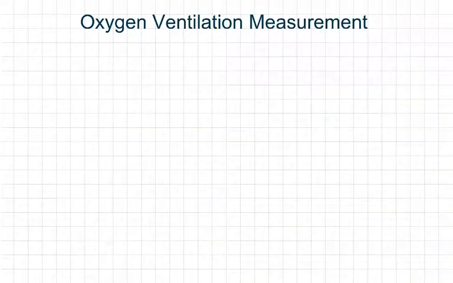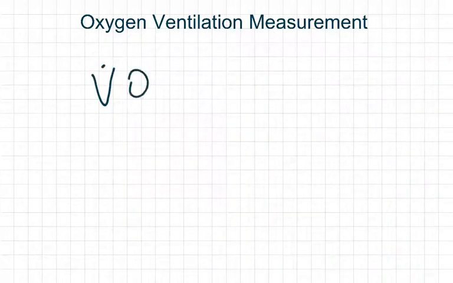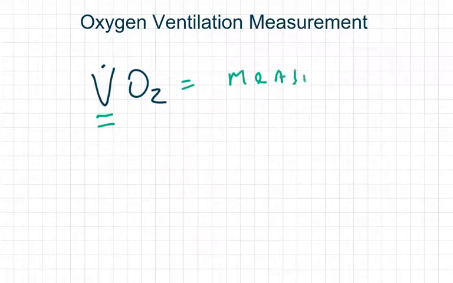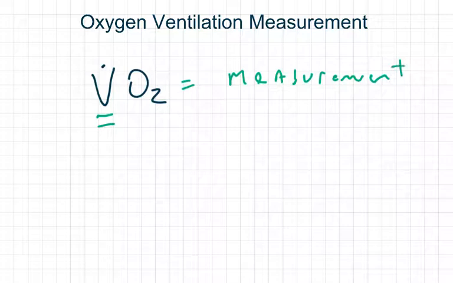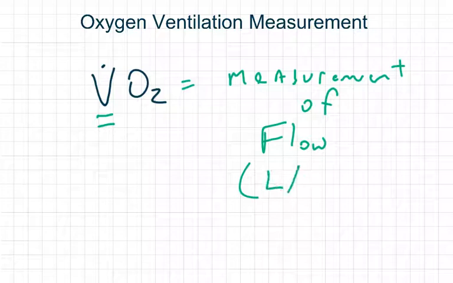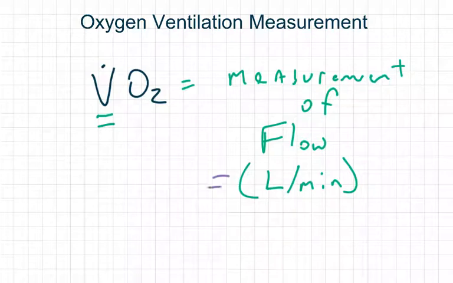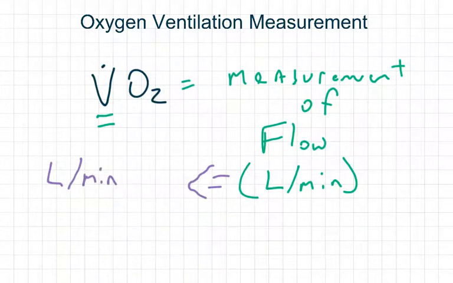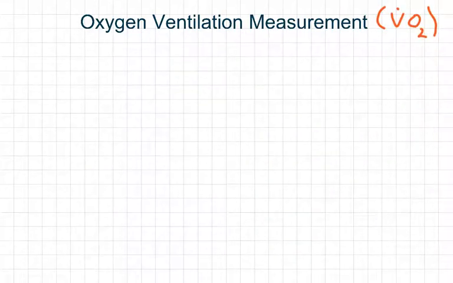So when we talk about this measurement of oxygen ventilation, you'll typically see it written as V dot O2. And when we see this term V dot, it means it's a measurement of flow. And so this measurement is written in liters per minute. Essentially, we are measuring the liters of oxygen breathed per minute.